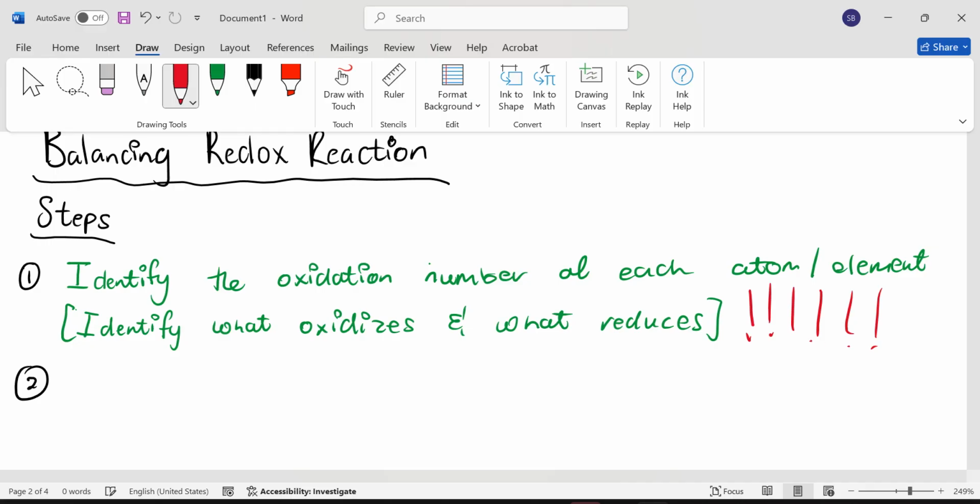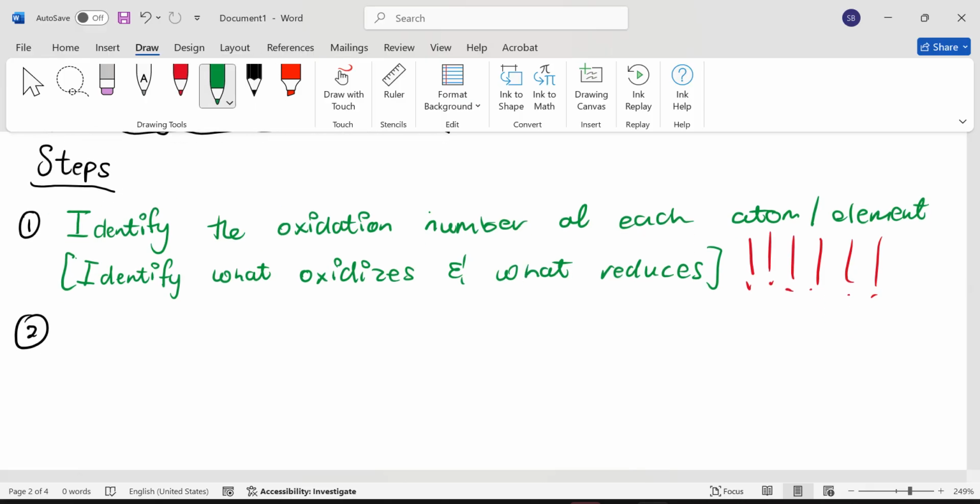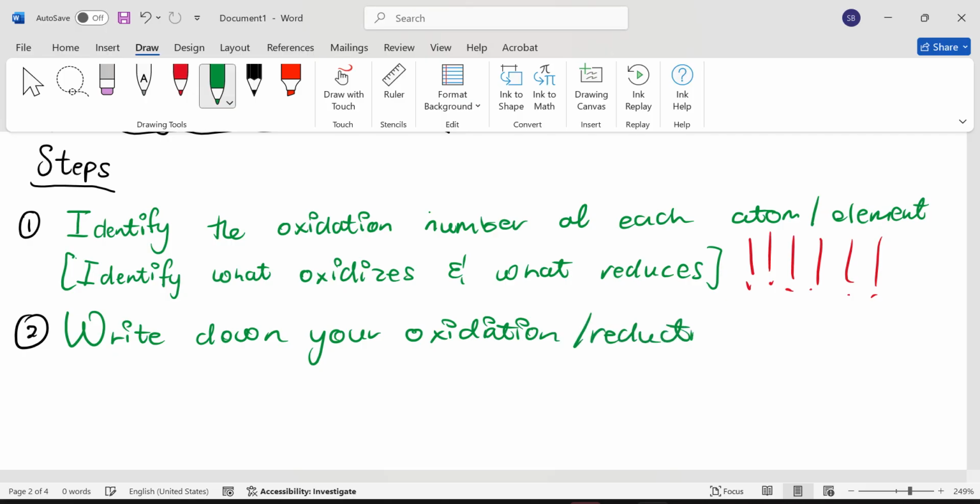Very, very important. Cool. Now the second step would be, once you've identified what reduces and what oxidizes, you can then write out your oxidation reduction half reactions. That's what you need to do. Write down your oxidation reduction half reactions.